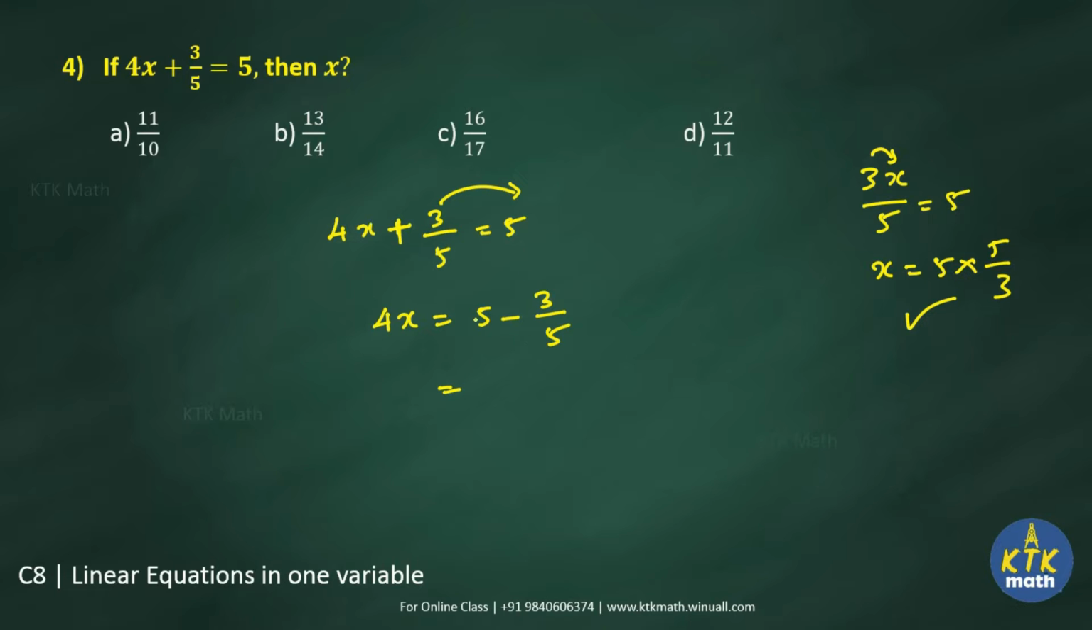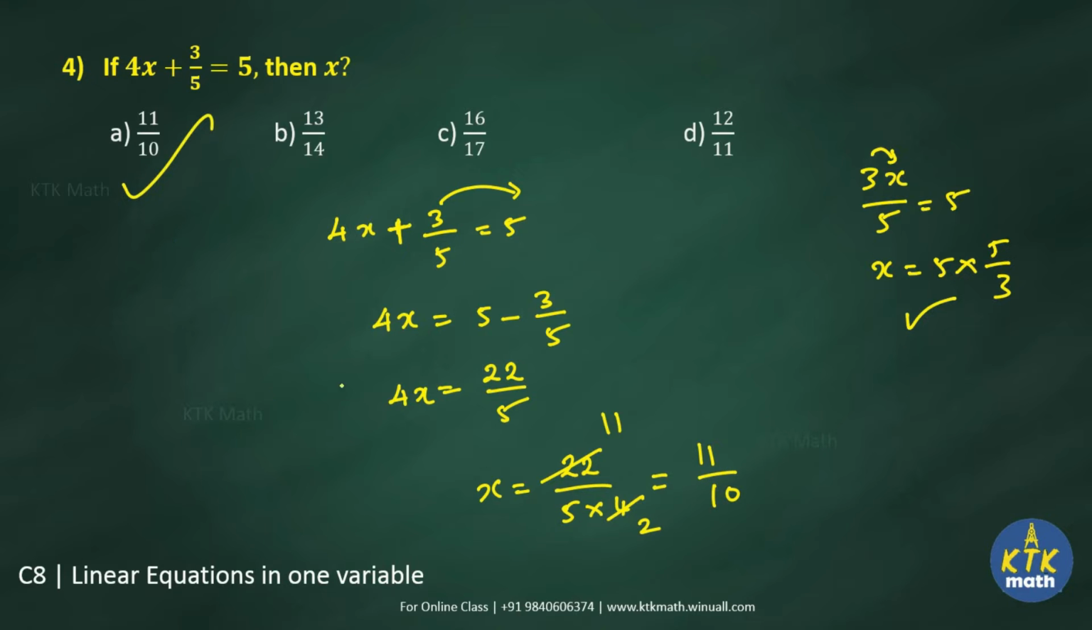So simplify this. 5 fives are 25 minus 3 is 22. So 22 by 5 and here you have 4x. Now next step, I need to transform this 4 to the opposite side, which will bring it to the denominator. So 5 into 4. I guess I can cancel this by 2, right? So 11 over 5 twos are 10. So option A is your correct answer. So be careful with the simplifications of fractions. Is it clear now? I hope you understand this question. Now it's time for the fifth question.